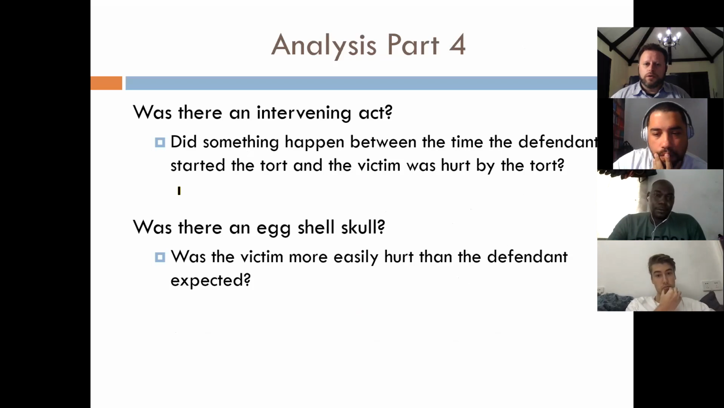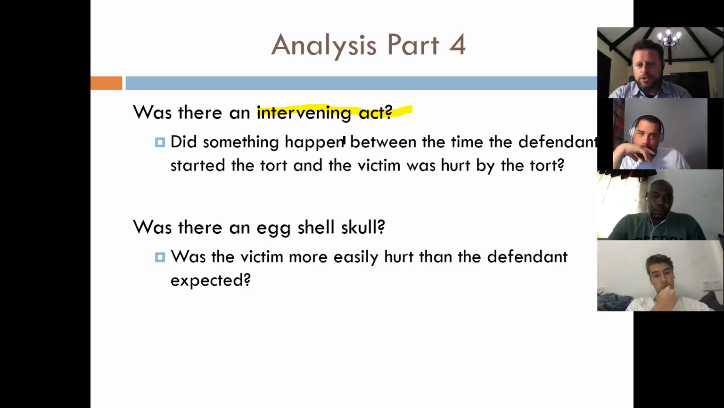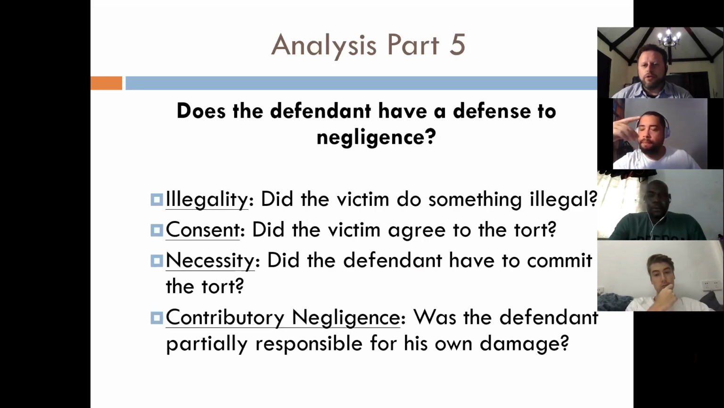Then we go to part 4. Was there an intervening act? Did anything come between the negligence and the damage? In this case, yes. Was the wife negligent? Was she careless by driving without lights? Yeah, it's very dangerous to drive without lights. But is that what caused her injury? No, not only. There was a guy on the wrong side of the road. Was there an eggshell skull? Was the husband more easily injured than somebody else? No, not really. Then part 5, is there a defense? We have our 4 defenses: illegality, consent, necessity, contributory negligence. Right now, that's where we are in our understanding.